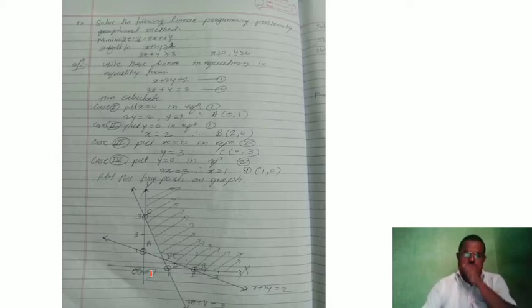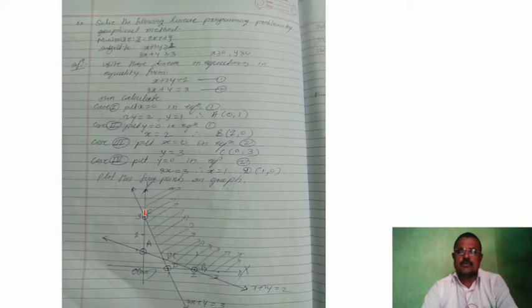First point A is 0, 1. On x axis 0, y axis 1, that is 0, 1. Next point B is 2, 0. On x axis 2, y axis 0, that is a point on the x axis. If y is 0, where is the point? On the x axis. If x is 0, where is the point? On the y axis. Accordingly we plotted A and B, and we join these two points A and B, which is the line x plus 2y is equal to 2.